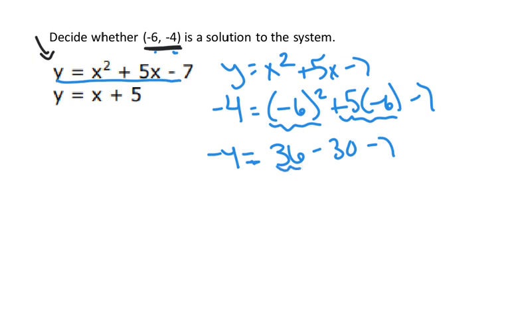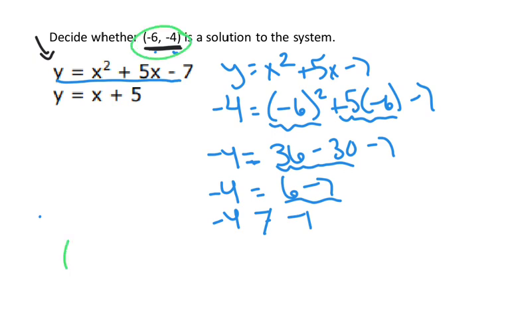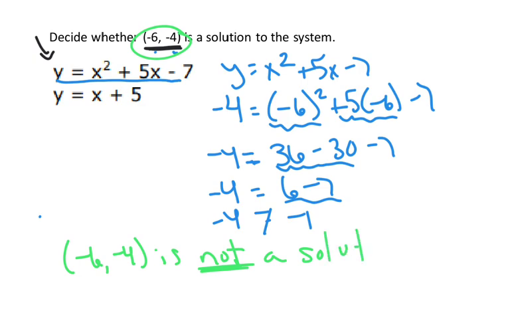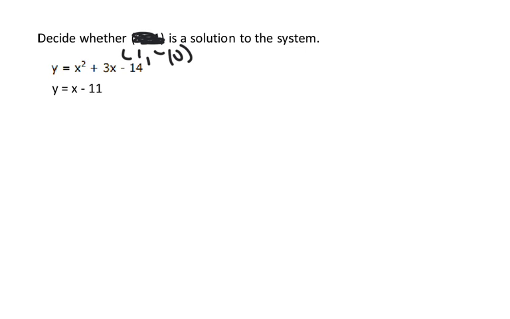Okay, so -6 squared, -6 times -6 is +36. 5 times -6 is -30. Bring down that minus 7. All right, left to right, 36 minus 30 is 6. 6 minus 7 is -1. Well, -1 does not equal -4. So we don't even need to try the bottom one. It doesn't work in the top one. So that means (-6, -4) is not a solution. Doesn't work in the top one, so it doesn't matter about the bottom one.